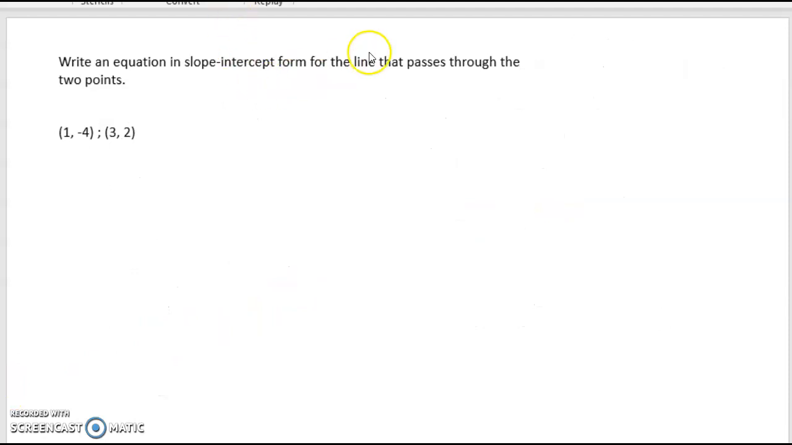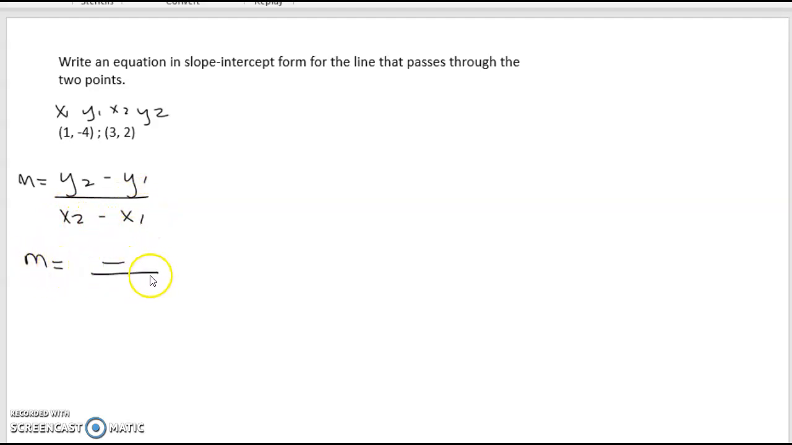So we'll give this one more go again. If you can use this as an opportunity to practice it yourself, pause the video here and give this problem a try, and then come back to check your work. So these are going to be x1 and y1 and x2, y2. We'll calculate the slope, y2 minus y1 over x2 minus x1. So I have a 2 minus a negative 4, and I have a 3 minus a 1. So I have a 6 over a 2, which is a 3. So my slope is a 3.